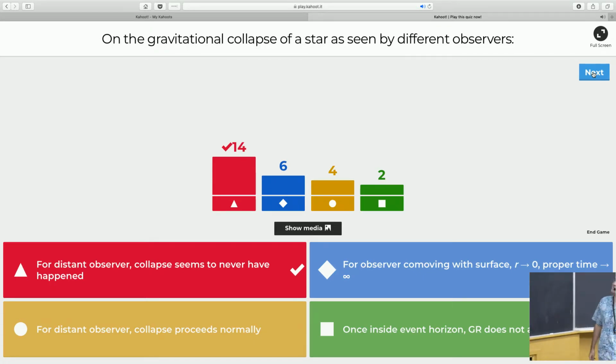Aha, we have an almost flat distribution. For a distant observer, he or she never really sees the star collapsing. For the moving observer, he will fall into the physical singularity, and die there, crushed by the tidal forces.